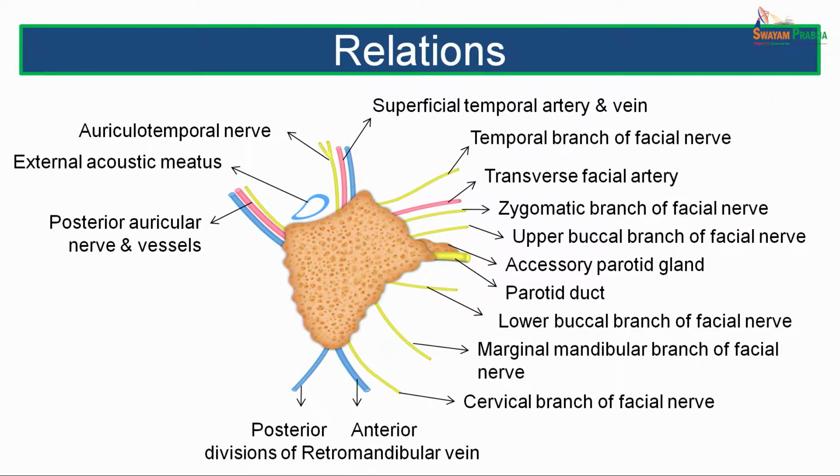The same is seen here in this picture. We see here the parotid gland. This lower part of the gland is the apex. Structures which are seen at the apex: the cervical branch of the facial nerve, the two divisions of the retromandibular vein, the anterior division and the posterior division of the retromandibular vein.